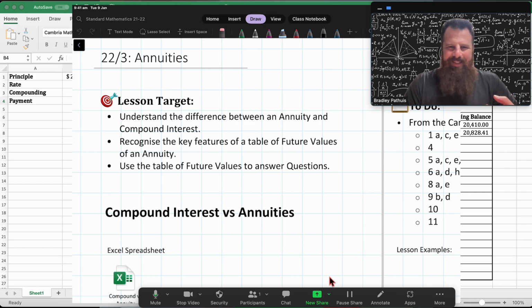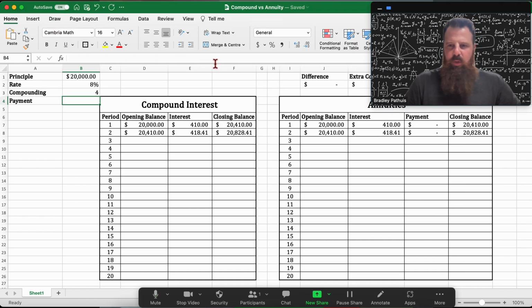We're going to recognize the key features from a table of what we call future values of an annuity, and how to use that, and then use that table to answer questions based on annuities. So to start off with, I'm just going to open up this compound interest file.